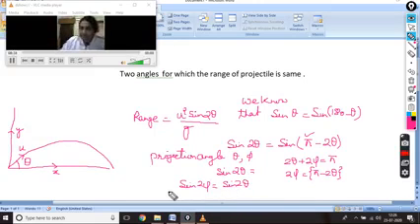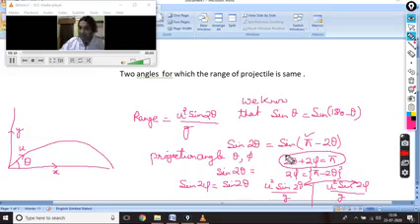So for both the ranges, one range will come as u square sine 2 theta divided by g, and the second range is going to come as u square sine 2 phi divided by g. But we have already proved that sine 2 theta is equal to sine 2 phi if 2 theta plus 2 phi equal to pi, then both the ranges happen to be same.